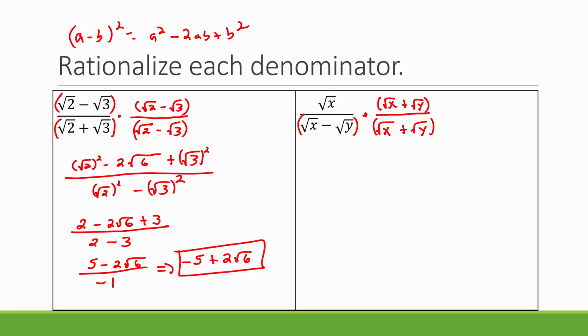Okay, now in our numerator, we don't want to leave that square root of x outside of our parentheses. So let's go ahead and multiply that in so we can simplify. So we have the square root of x times the square root of x, which is the square root of x squared. And then the square root of x times the square root of y, square root of xy. In our denominator, use the shortcut for the sum and difference: the first term squared minus the second term squared.